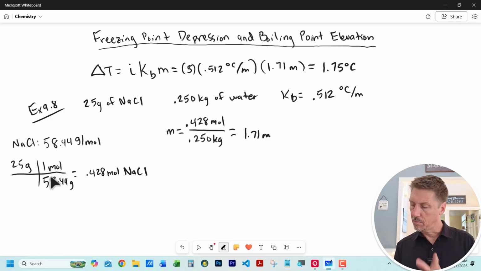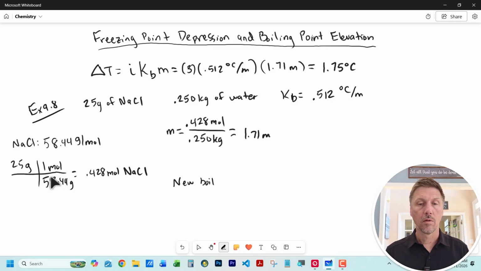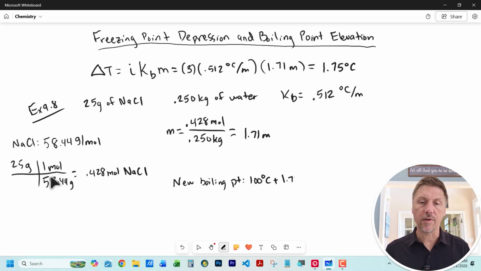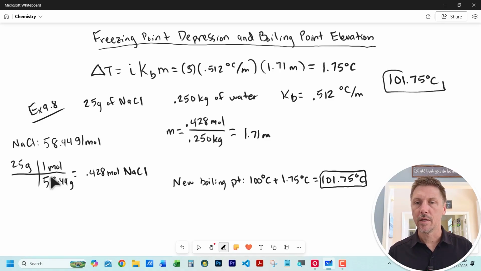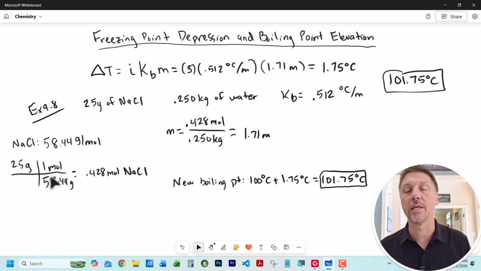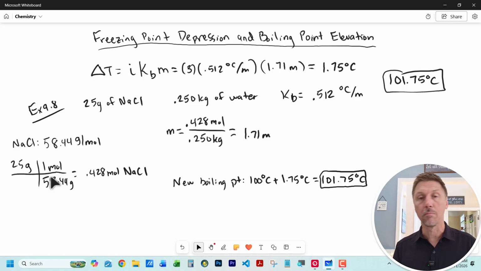Now, what is that? The problem asks for the boiling point of the solution. So what's the new boiling point for the water? Well, it's going to be the original boiling point, which was 100 degrees Celsius, plus this 1.75 degrees Celsius, because that's the change in our temperature. So it's going to be 101.75 degrees Celsius. There you go. Let me write this up here because I know my head's going to go down there once this video is complete. So 101.75 degrees Celsius is our new value for the boiling point of the water.